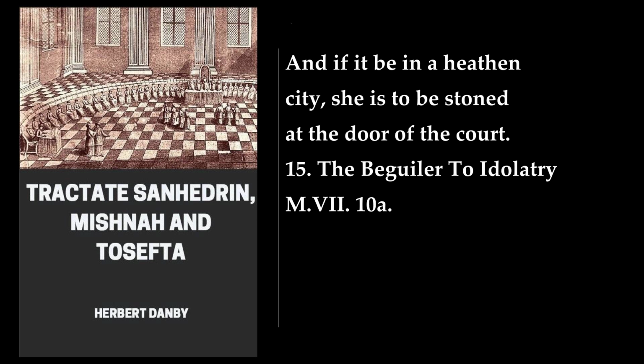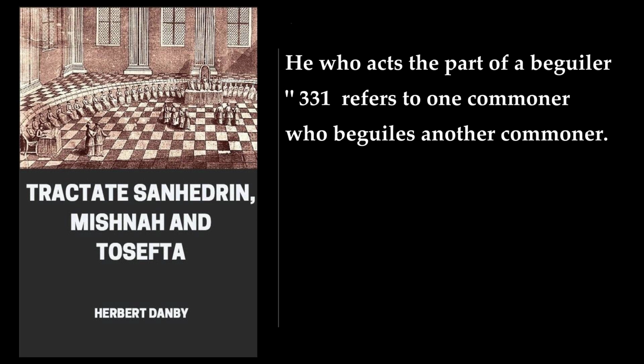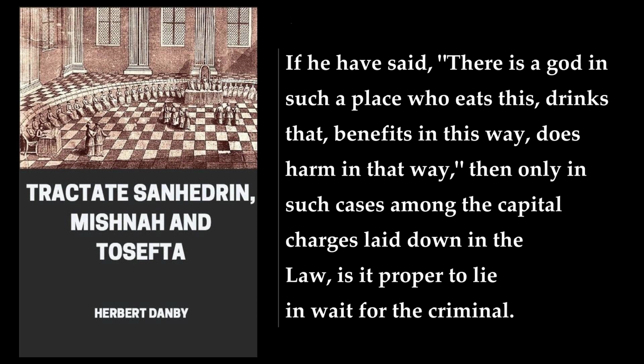M.7, 10a. He who acts the part of a beguiler 331 refers to one commoner who beguiles another commoner. If he have said, there is a God in such a place who eats this, drinks that, benefits in this way, does harm in that way, then only in such cases among the capital charges laid down in the law, is it proper to lie in wait for the criminal.